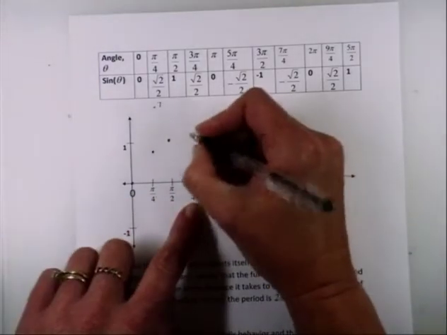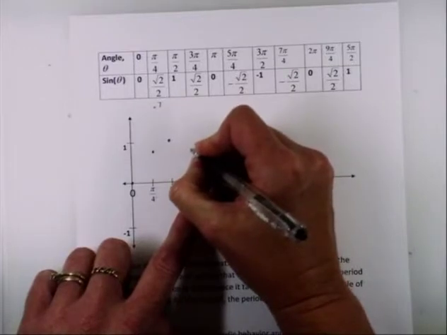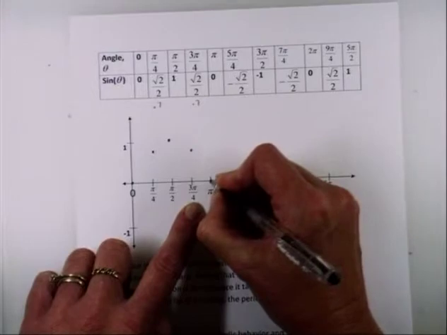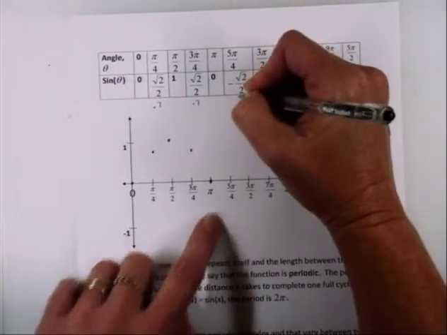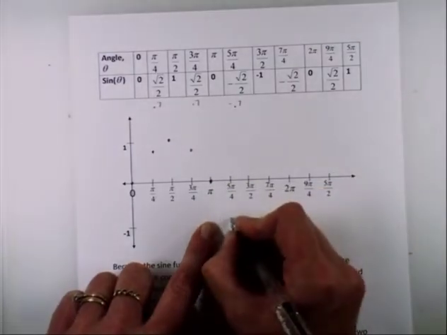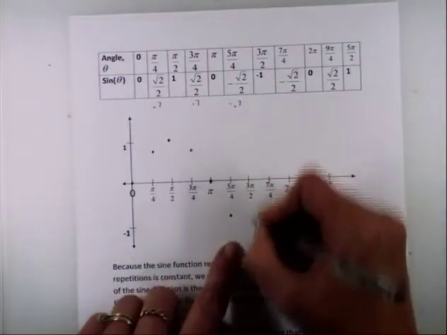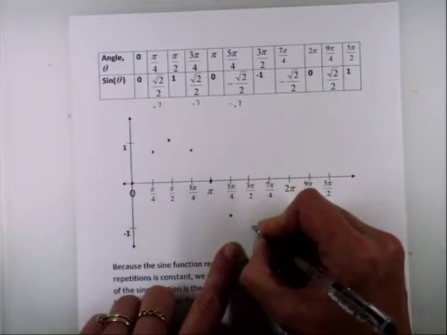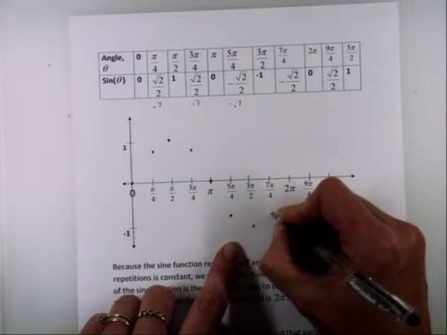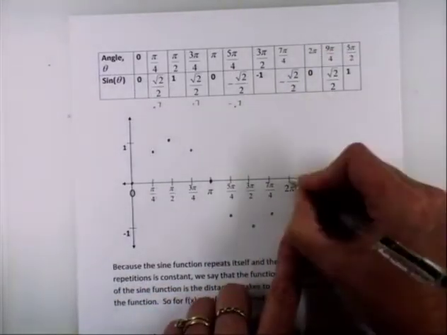All right, 3 pi over 4 is 0.7 again. Pi is at 0. 5 pi over 4 is at negative 0.7. So we're going down here now, approximately. 3 pi over 2 is down at negative 1. 7 pi over 4 is at negative 0.7. 2 pi, we're back to 0.